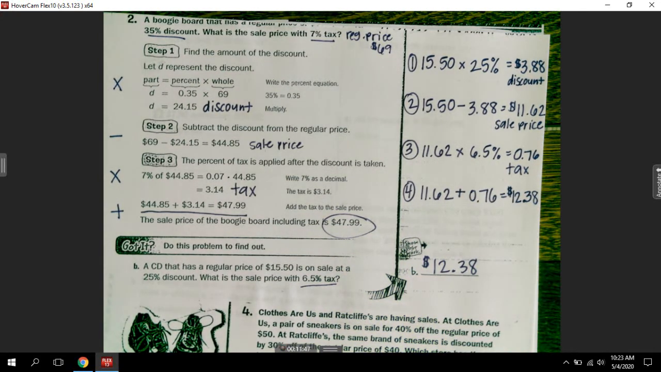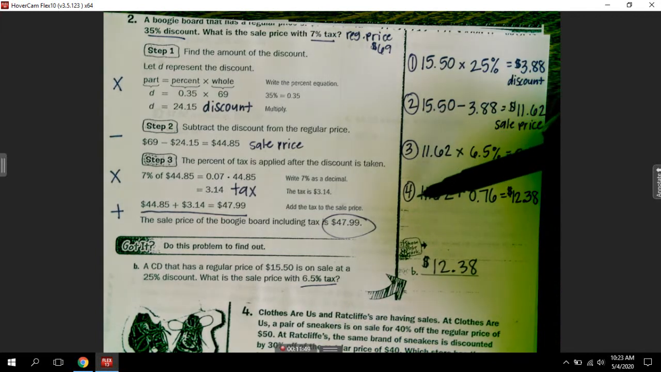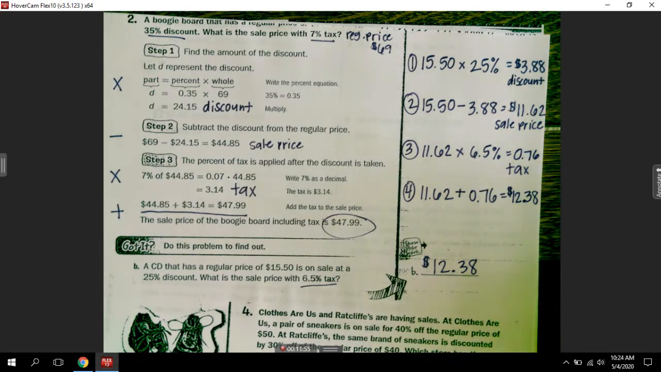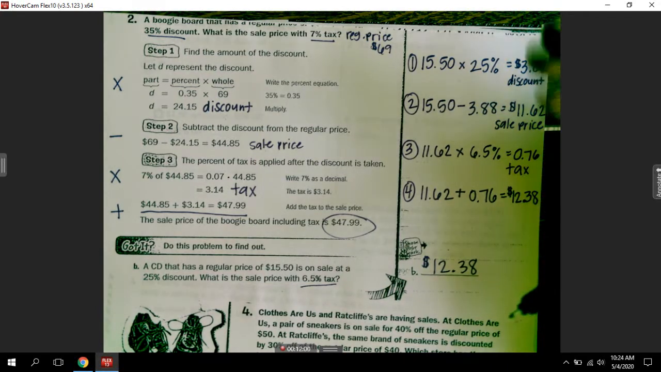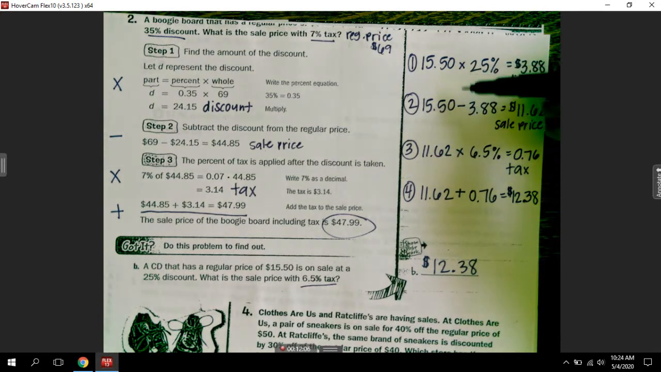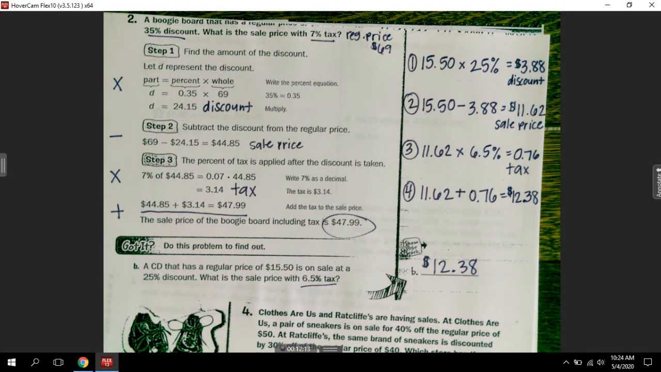So when you're working these problems, do it step by step, okay? Multiply, subtract, multiply, add. Remember, this is only the case for a discount and a tax, or maybe if we had a discount and a tip. Okay, last week it was a 3-step. You multiplied, you added, and then you multiplied again. Okay. So pay attention to your steps.